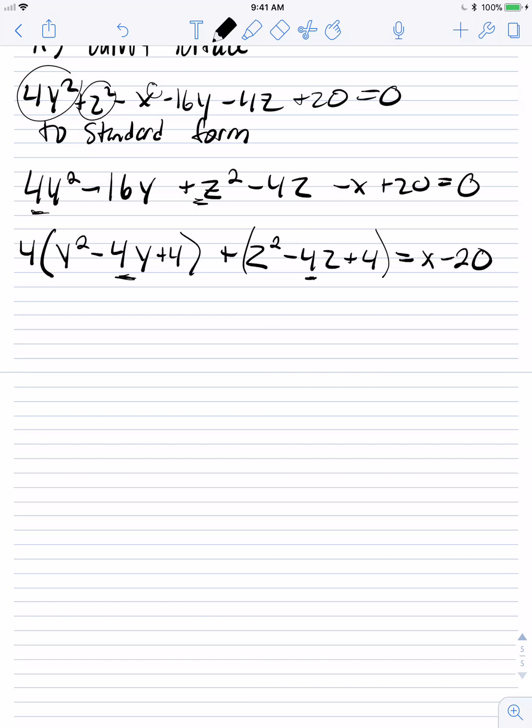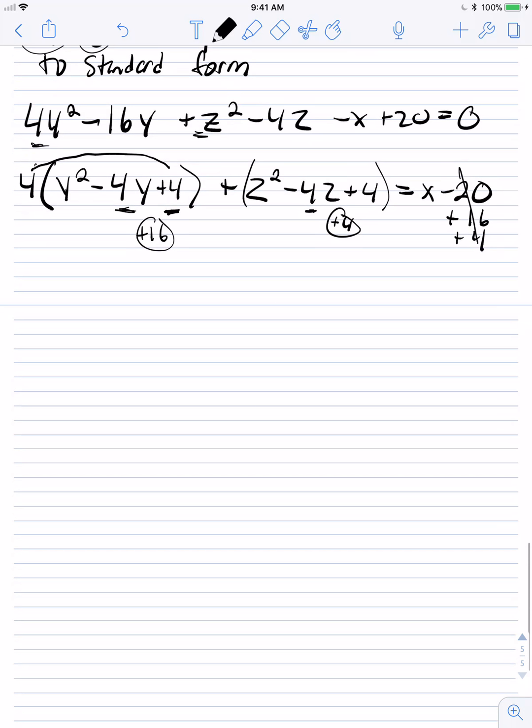So if you notice, we added this plus 4 here, but really we pulled out a 4. So on this side, we added a positive 16 here, because 4 times 4 is 16 if you distribute. And we didn't distribute anything on the z's, so all we did was add a 4 here. So now to balance the equation, if we add something to one side, we have to do the exact same thing to the other. So we have to do plus 16 and plus 4 on this side. And you notice negative 20 plus 16 plus 4, that all goes away, it adds to equal 0.